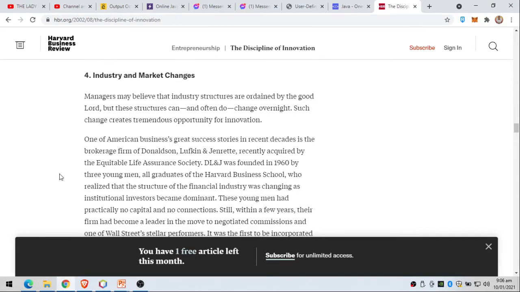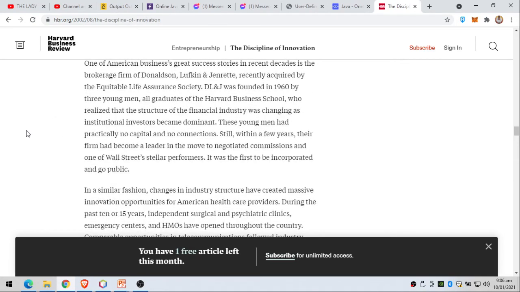Industry and market changes. Managers may believe that industry structures are ordained by the good Lord, but these structures can, and often do, change overnight. Such change creates tremendous opportunity for innovation. One of American business's great success stories in recent decades is the brokerage firm of Donaldson, Lufkin, and Jenrette, recently acquired by the Equitable Life Assurance Society.